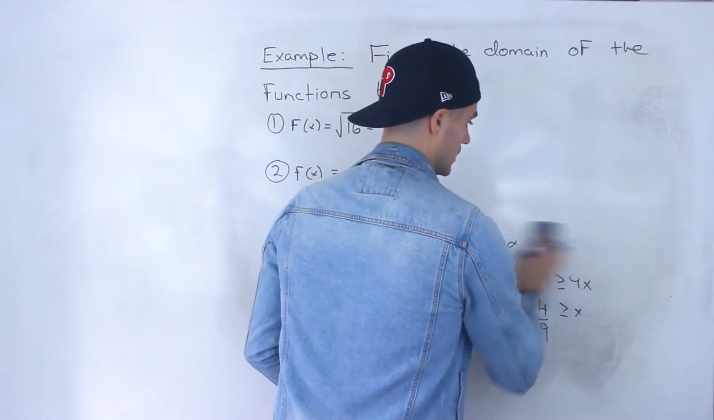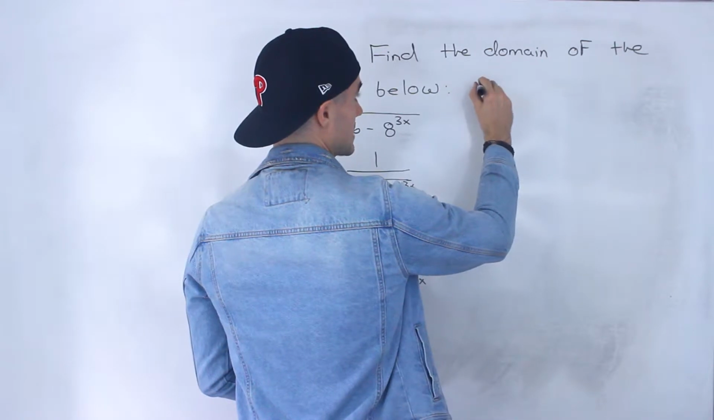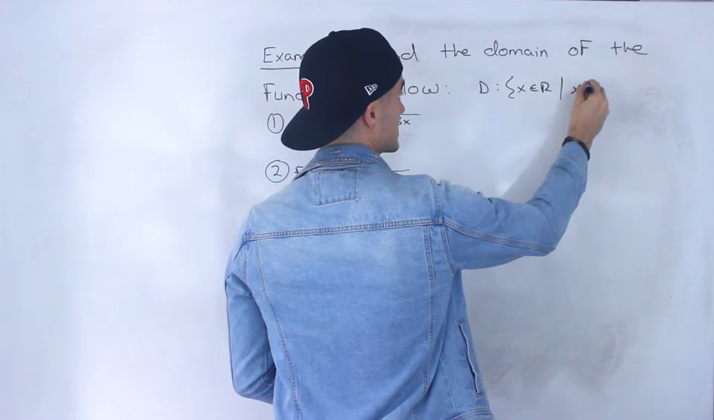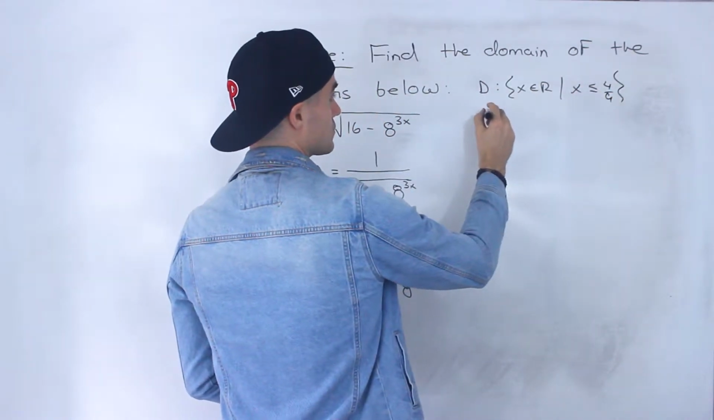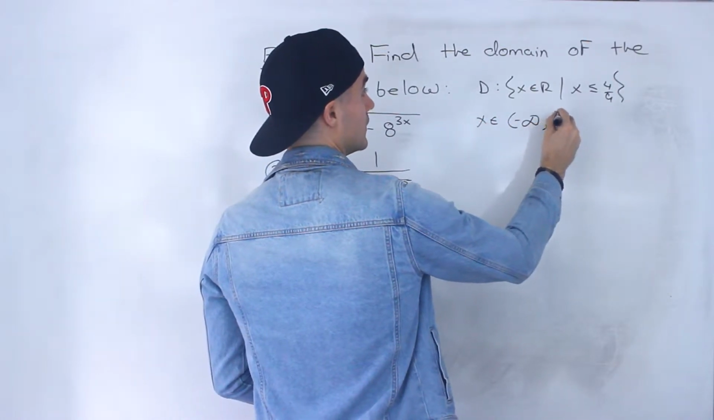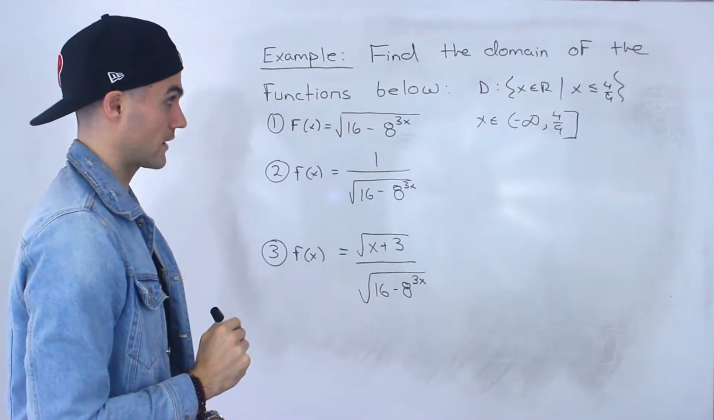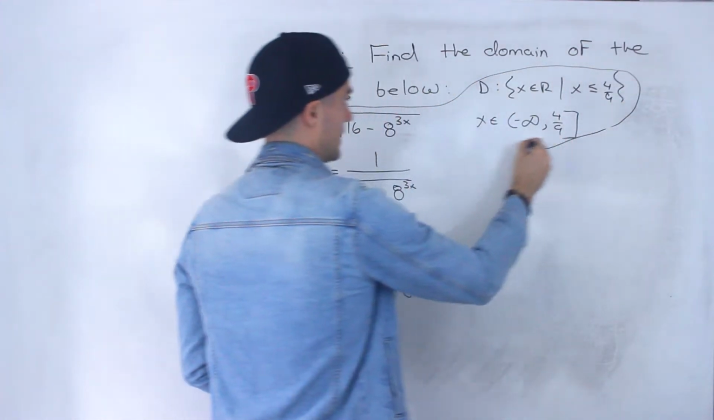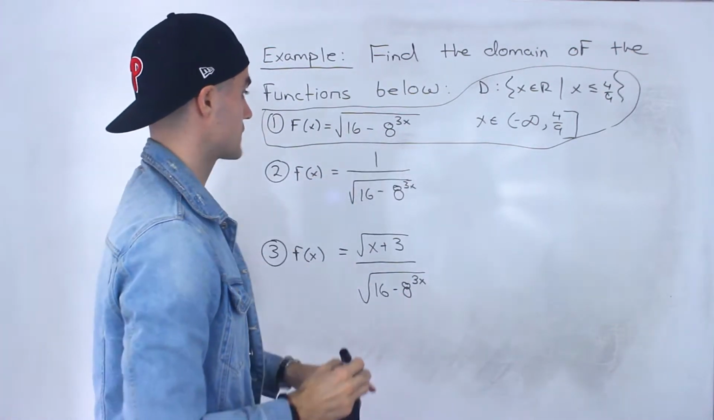And so there are different ways to write this domain. So we could say the domain is x is an element of real numbers, but x has to be less than or equal to 4 over 9. Another way to write it is we could say x is an element from negative infinity to 4 over 9. Because it's inclusive of that 4 over 9, we would put a square bracket right there. All right, so that ends up being the domain for this function.